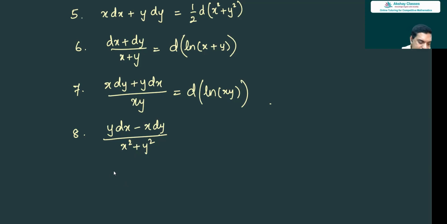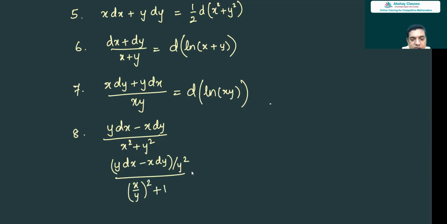Divide by y square. If you divide by y square, I'll get (y dx - x dy) upon y square, by (x by y) the whole square plus 1. This will be equal to d of (x by y). The numerator is d of (x by y).